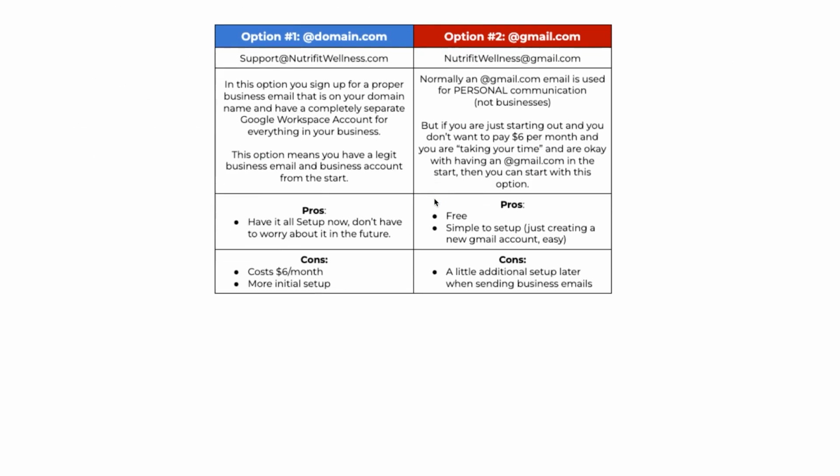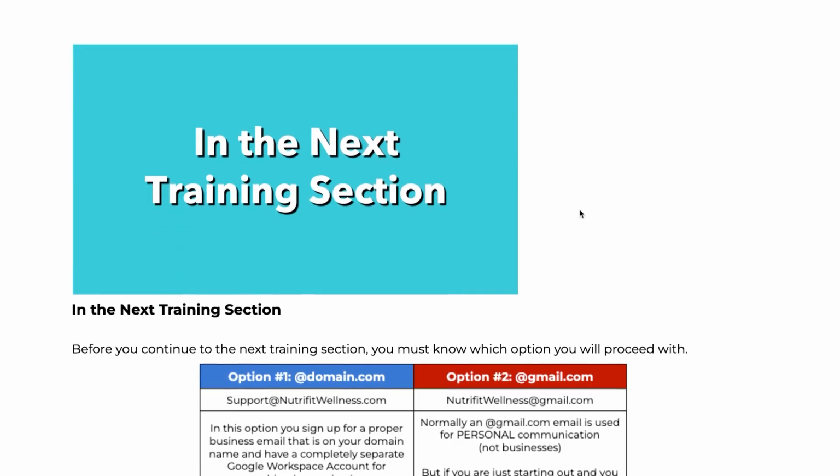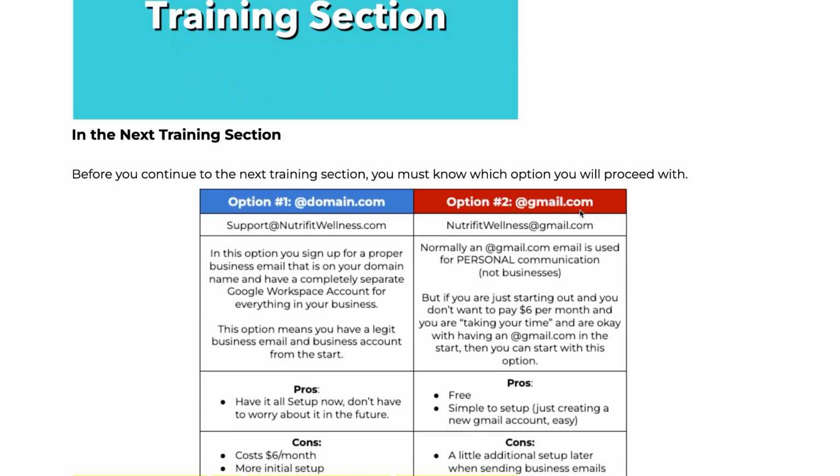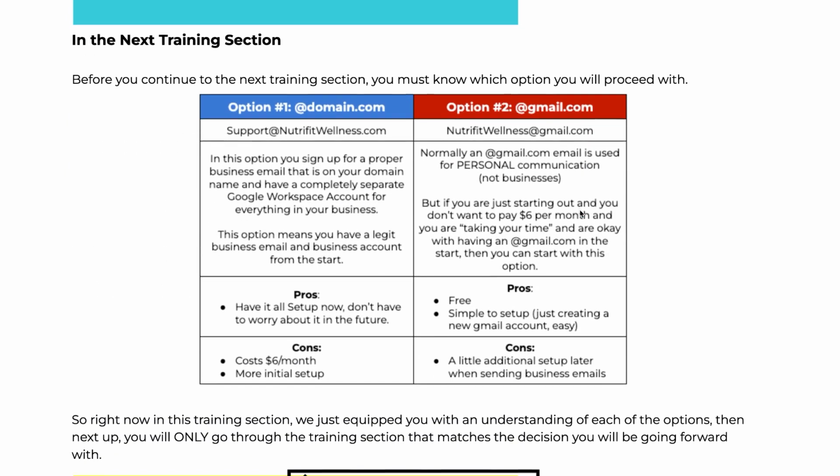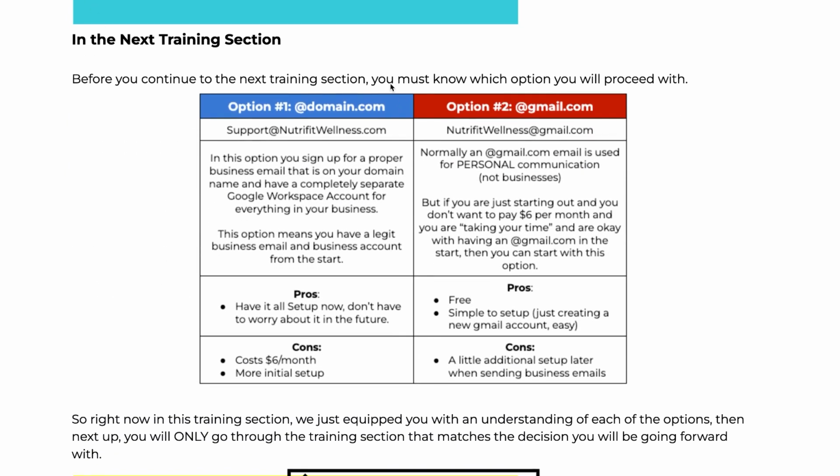Okay, so now what is going to happen next? In the next immediate training sections, we're going to walk you through the actual setup process for each of these two options. Right after this training section, there's going to be an option number 1 training section that's going to walk you through how to do that. And then there's going to be an option number 2 training section that's going to walk you through that. Now, you do not go through both. Let me make this clear. You only go through the option that you are going to pick.